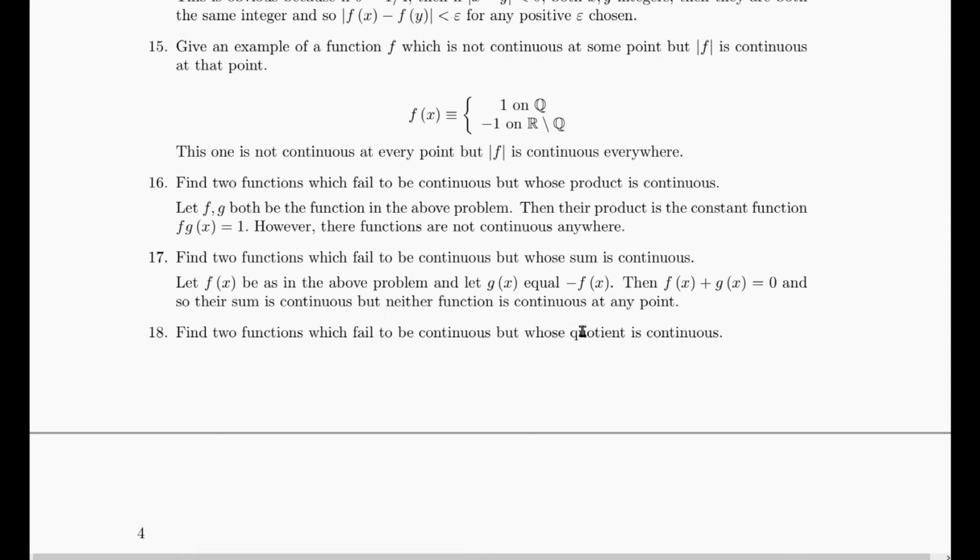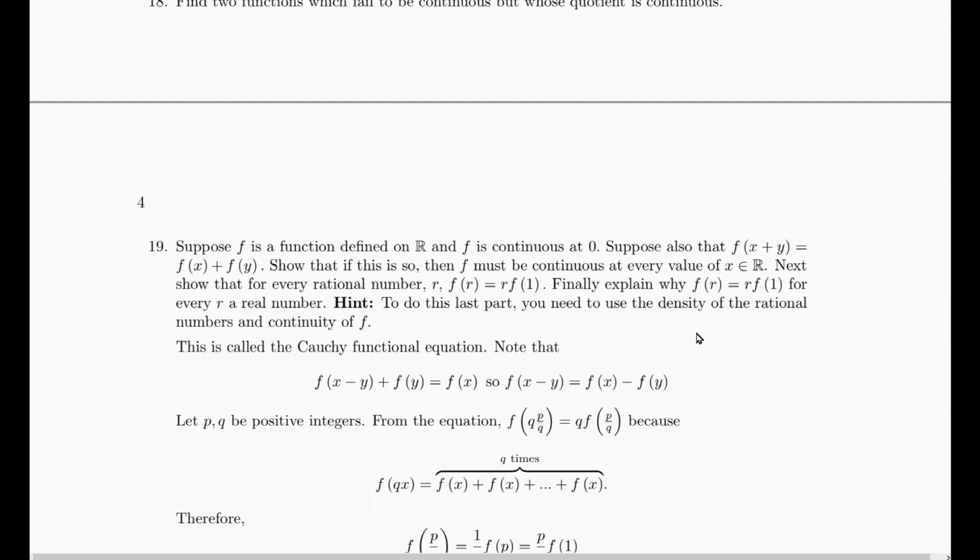That would do the job, wouldn't it? And if you wanted two different functions, let g of x be this, 1/2 on q and minus 1/2 on r minus q. And if you divide one by the other, what are you going to get? You're going to get 2, right? So the quotient is continuous, but neither function is continuous.